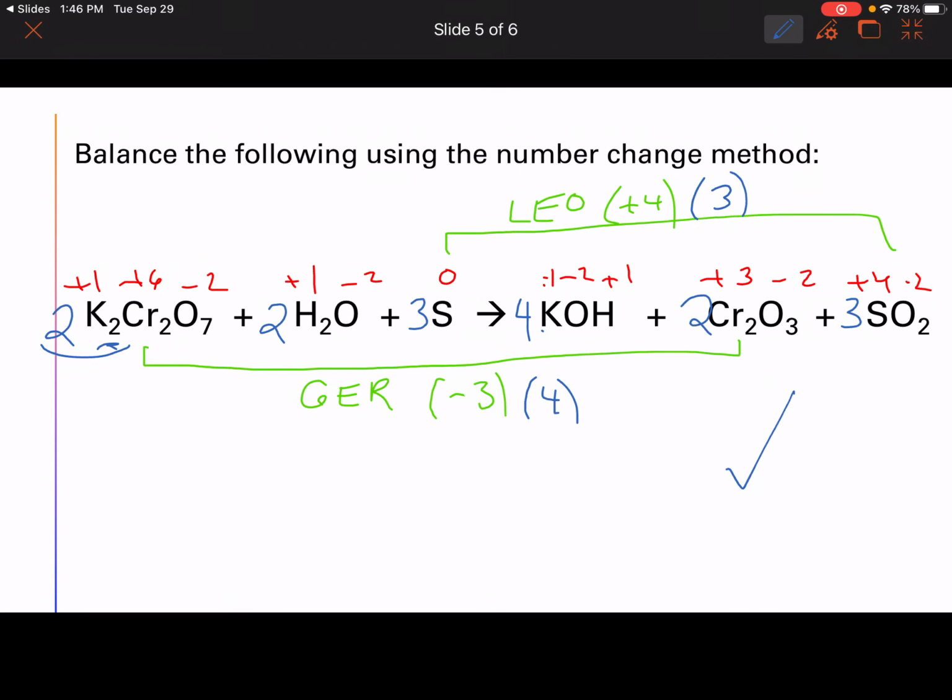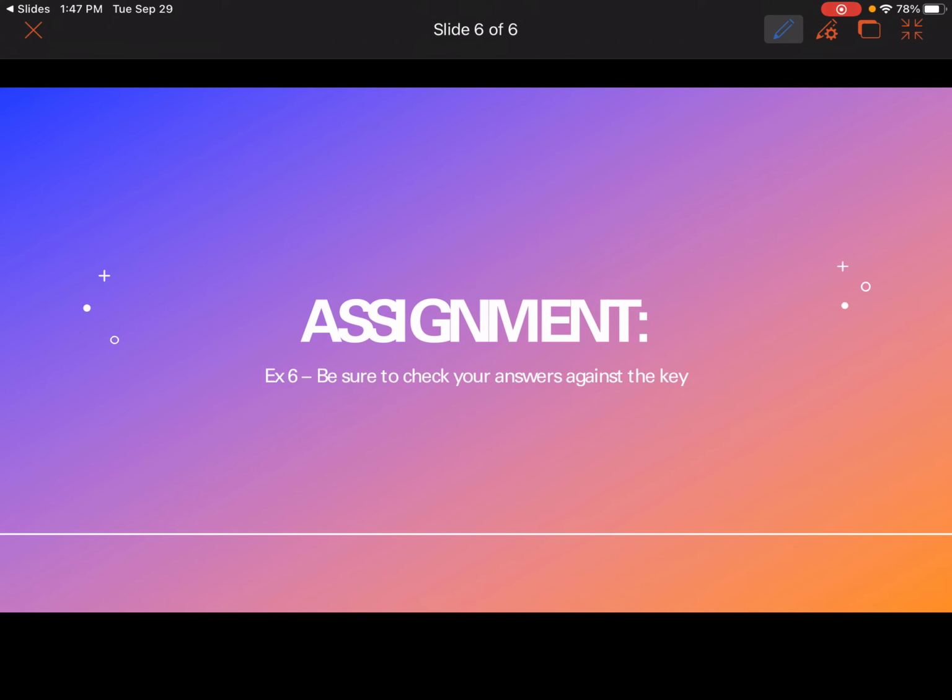So this equation would be quite difficult to balance without using this method, okay? So your assignment, you can do exercise 6. Now I have the key up on the website, so you can check that. You really want to practice this. You want to make sure that you know what you're doing.